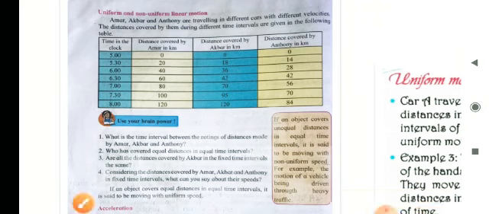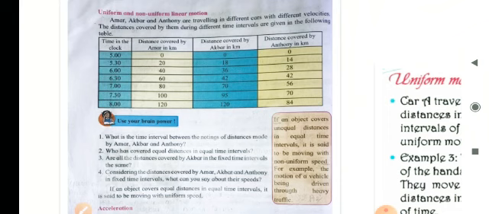Time in the clock: 5, 5:30, 6, 6:30, 7, 7:30 and 8 o'clock. Distance covered by Amar in kilometers: 0, 20, 40, 60, 80, 100, 120. Distance covered by Akbar in kilometers: 0, 18, 36, 42, 70, 95, 120. Distance covered by Anthony in kilometers: 0, 14, 28, 42, 56, 70, 84.